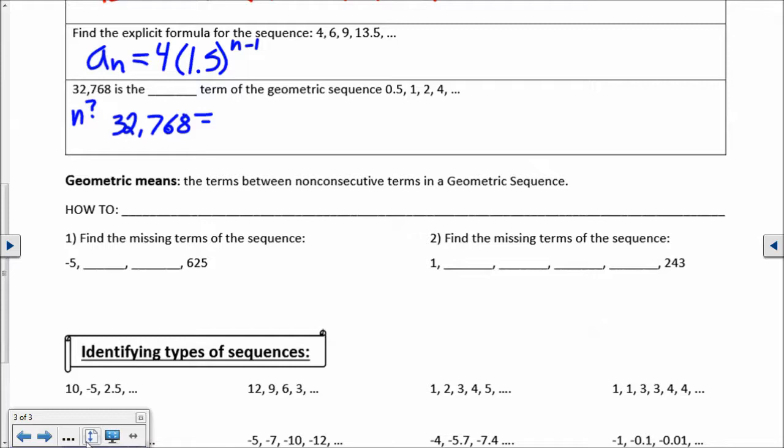And then we know that a sub 1 is 0.5. Do we know the ratio? 2. What are you multiplying times each time? 2. Yeah, 2. And what we don't know is n, so I'm going to leave that blank.